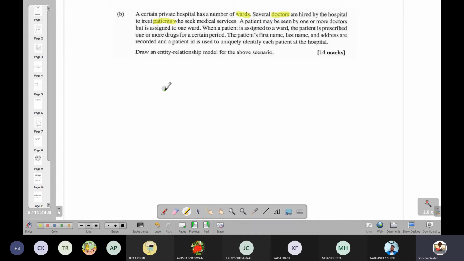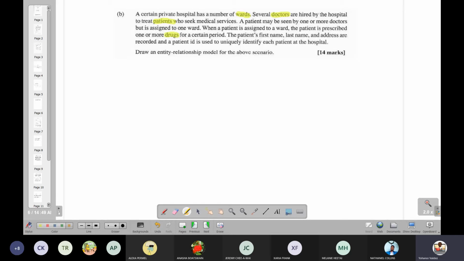When a patient is assigned to a ward, the patient is prescribed one or more drugs for a certain period. Right? The patient's first name, last name, address. So those things are attributes about the entity patient. So we have drugs, right? And what tells us that the drug is an entity is that there's a relationship expressed here, one or more drugs for the certain period. So the patient's first name, last name, address are recorded, and the patient ID is used to uniquely identify each patient in the hospital. So they gave us these things.